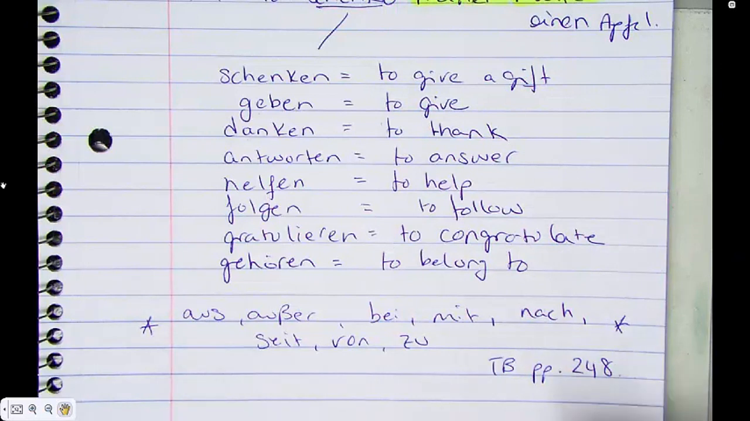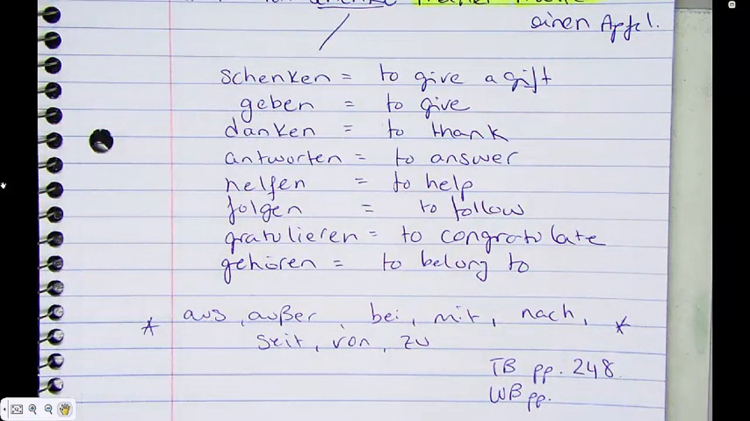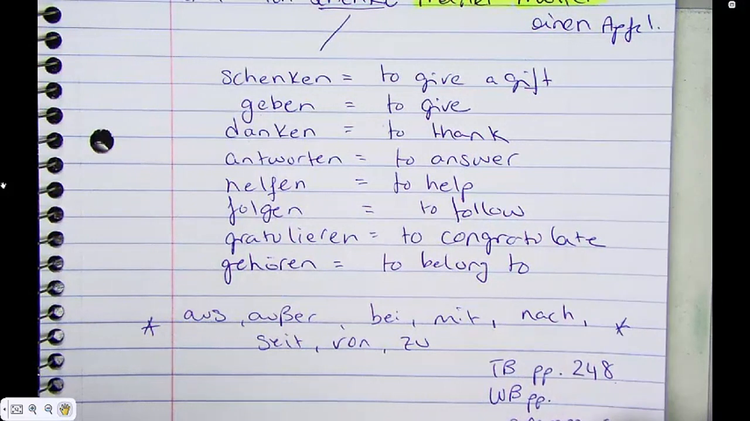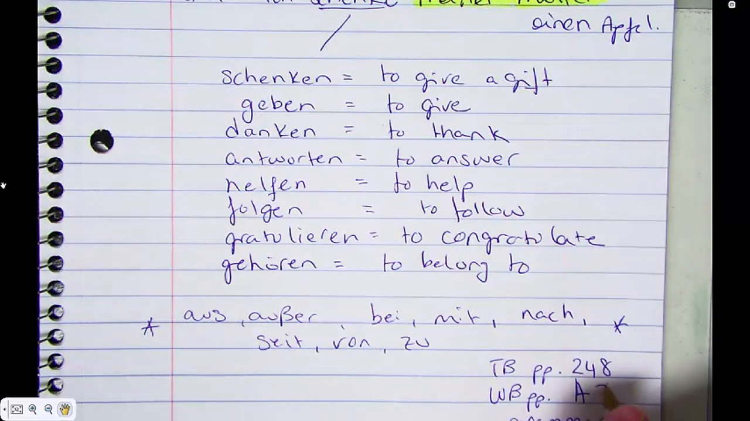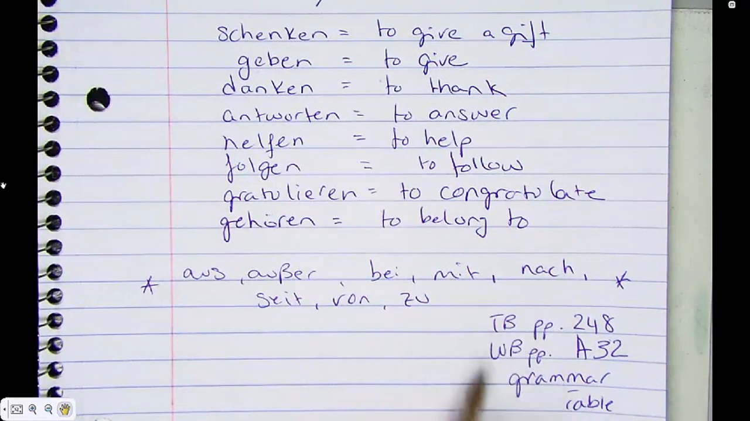The specific prepositions and the list of those is also in your grammar tables in the back, and that's an annex page. Grammar tables, annex, page 32. So they're also way at the back of your workbooks, all the way in the back. However, it does not give you the translation, so do write down the meaning if you need them.